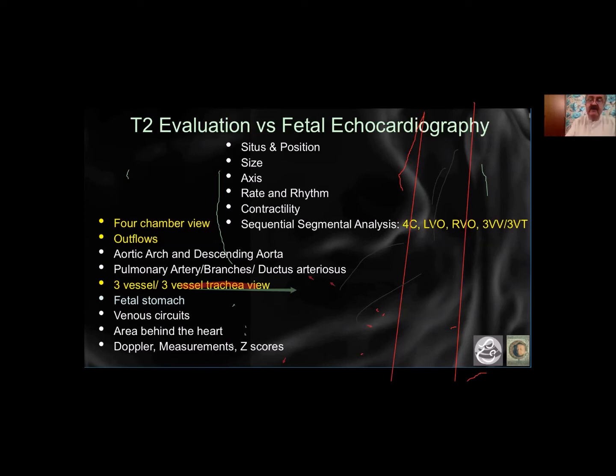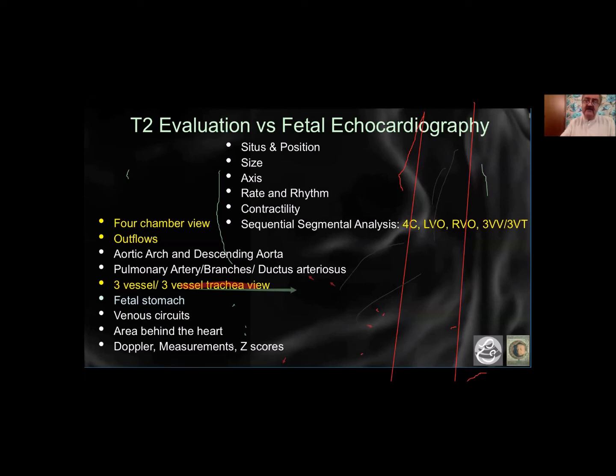If we find a problem here, or there is a background of a problem, then we say, okay, we need a fetal echo, where we add on making sure that we look at venous circuits, we look at the arches, the area behind the heart, we add on Doppler, measurements of the heart and Z-scores, that forms a fetal echo. So it's a separate referral. It can be done by pediatric cardiologists, it can be done by sonologists, it can be done by fetal medicine specialists, by good radiologists. You have to find your own person. But do remember that there is a difference in cardiac evaluation at the anomaly scan compared to a fetal echo.